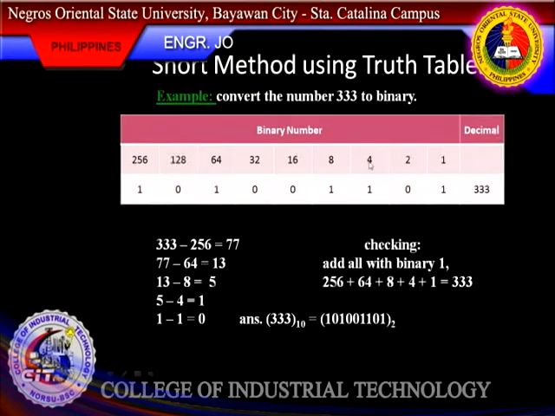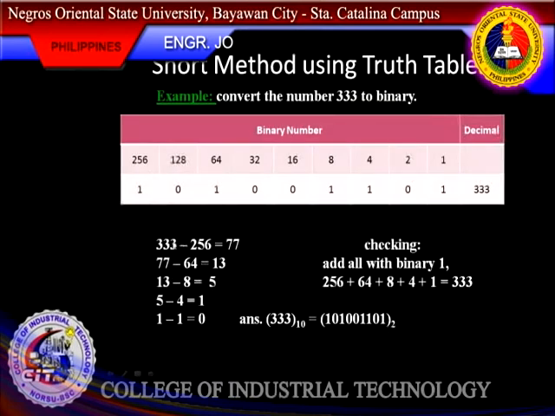So 5 is greater than 4, so we have to subtract. We put 1 for 4 as our subtractor. So 5 minus 4 is equal to 1. Then 2 is 0 because 2 is greater than 1. And for 1, we assign 1 so that it can be subtracted from 1. So 1 minus 1 is equal to 0. Our purpose in performing this solution is to make the decimal number become 0. That's why we subtract all these numbers that we have assigned in the truth table, by assigning 1 for the numbers that are less than the output of the difference of the subtraction.